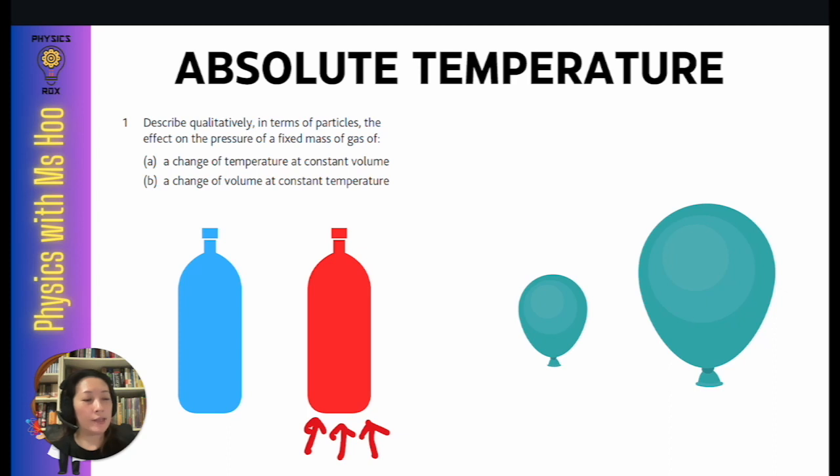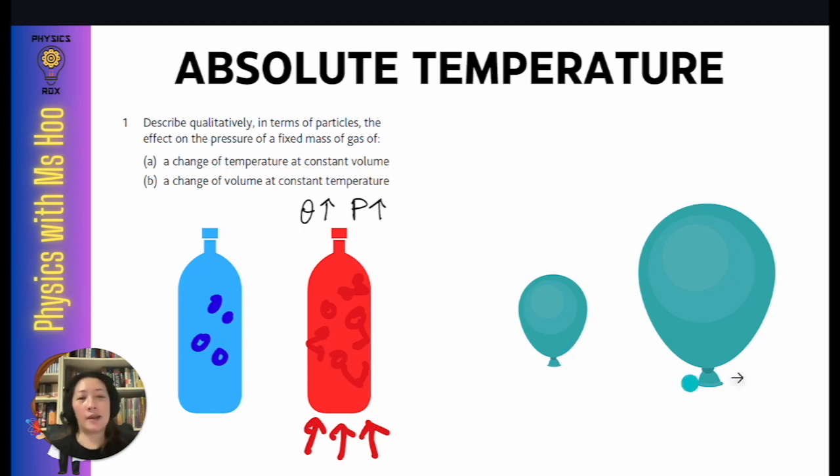So in the first bottle, the particles are of course moving less because of the cooler temperature, there's less kinetic energy. Whereas when it's heated up, there is more kinetic energy, so there's more movement in the bottle, and that's why there are more collisions leading to greater pressure. So you have to know that when the temperature increases, I'm going to write in symbols here, when the temperature increases, the pressure increases if the volume was constant.